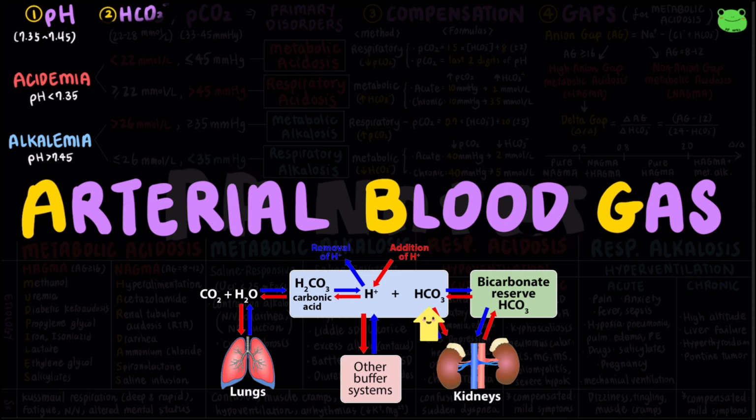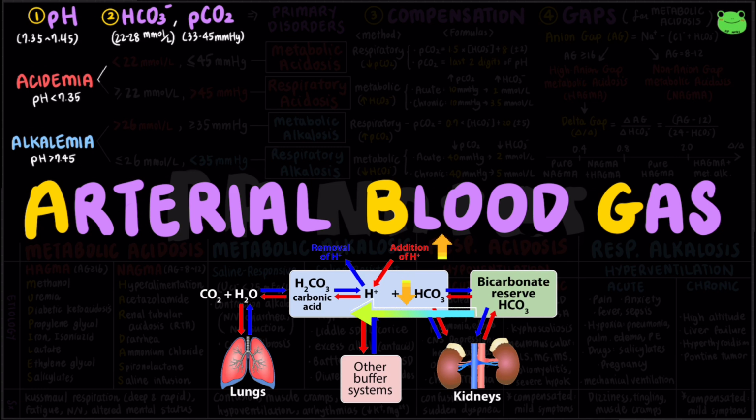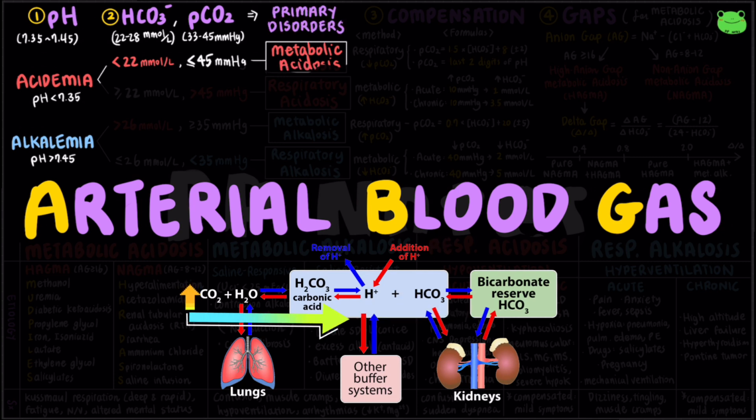Next, look at the concentration of bicarbonate and partial pressure of carbon dioxide to determine the primary disorder. Bicarbonate normally ranges from 22 to 28 millimoles per liter, whereas the partial pressure of carbon dioxide normally ranges from 35 to 45 millimeters of mercury. If the pH is low and bicarbonate is decreased, that suggests metabolic acidosis, in which the body has lost base or gained acid. If the pH is low and the partial pressure of carbon dioxide is elevated, that points to respiratory acidosis, in which the lungs are retaining too much carbon dioxide.